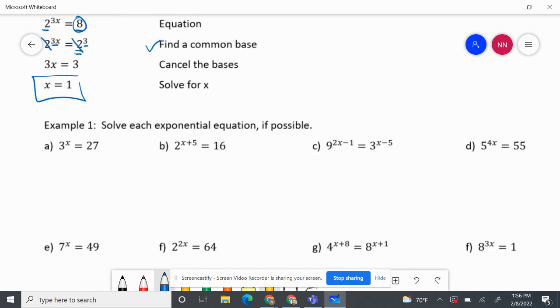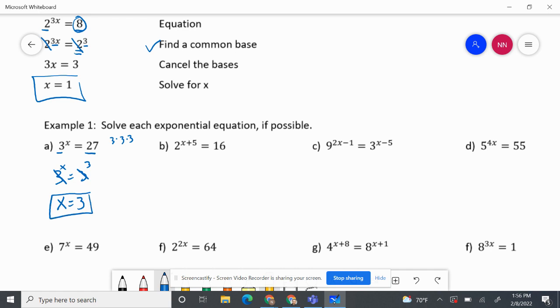Now with the first one, example 1, we have a 3, we have a 27, we need a common base. 27 we know is 3 times 3 times 3. So that would be 3 to the third. The bases are the same, so that means our answer is x equals 3.